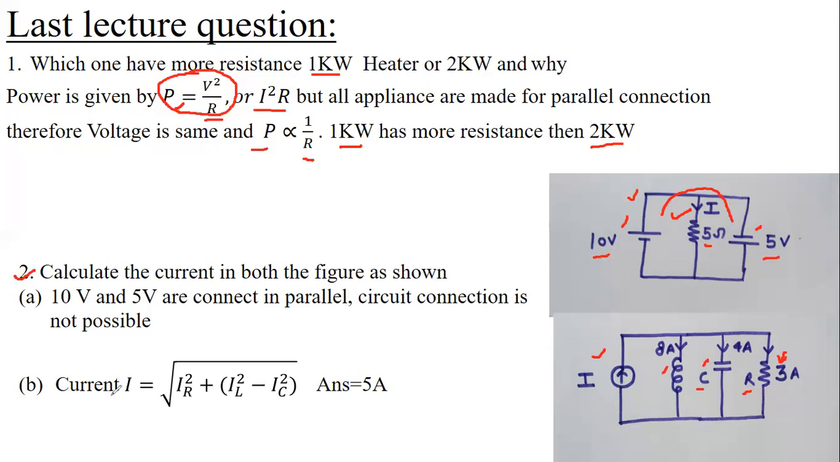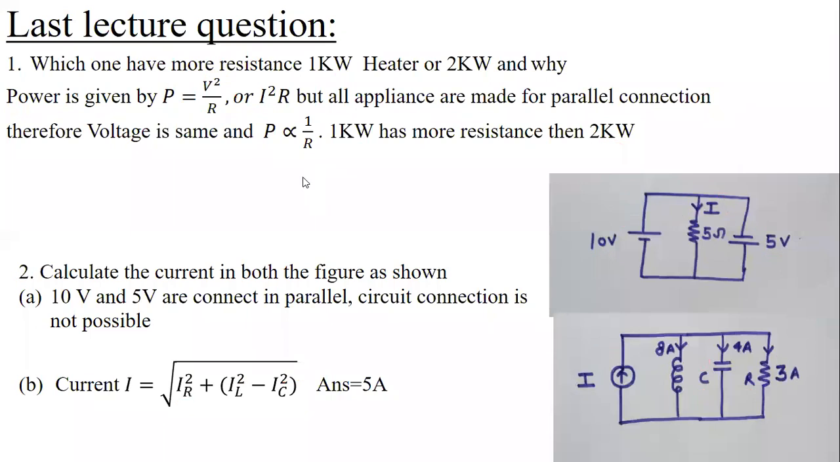So the value of current I is equal to the root of IR square plus, just correct it, IL minus IC whole square. From the formula, this is 3 square plus 8 minus 4 whole square. So the answer is 5 ampere. These are the basic questions which we gave in the last lecture.